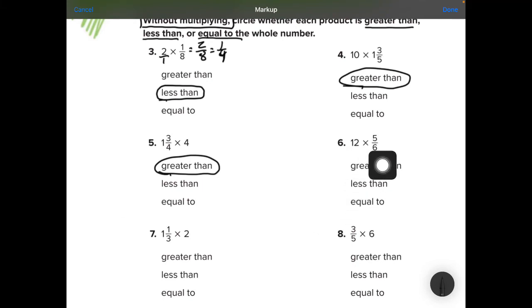12 times 5/6. Ooh, that's not quite a whole number. That is less than 1. So when we times 12, is the answer going to be greater than 12, less than 12, or equal to 12? You're right, because that is less than 1.